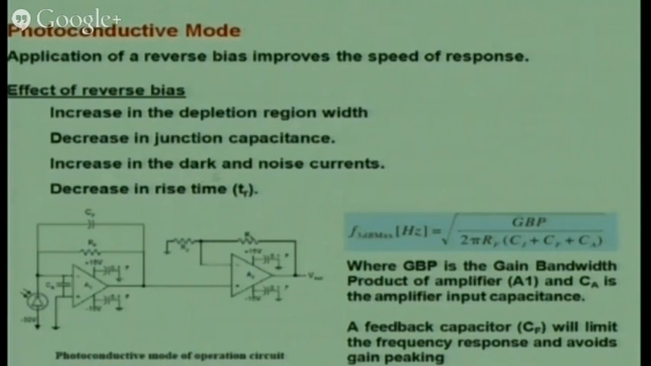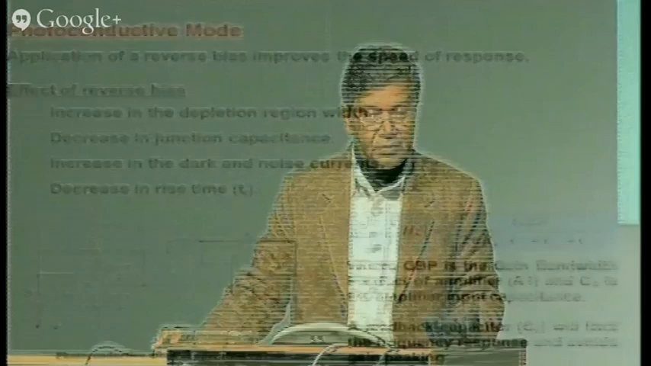There is an increase in dark current in this situation, but I must look for what techniques I have to decide, so that I can reduce the noise there. And then there is a decrease in rise time because capacitance decreases. A feedback capacitor will limit the frequency response and avoids gain peaking at the amplifier output. I can amplify further on that.